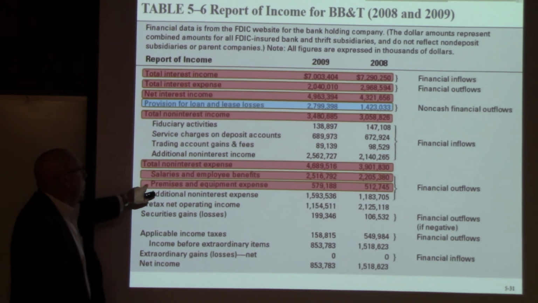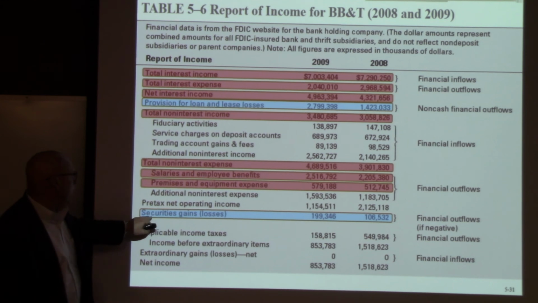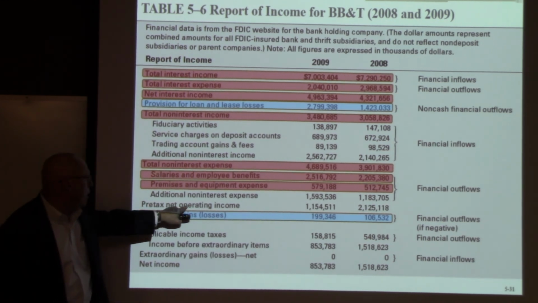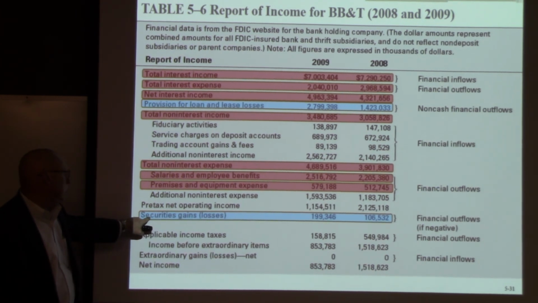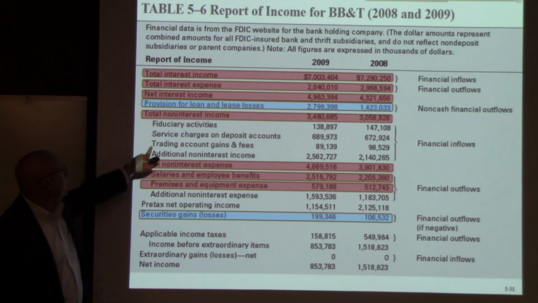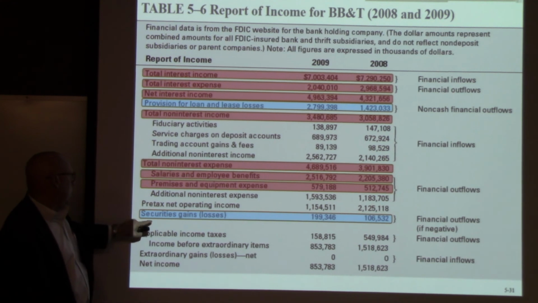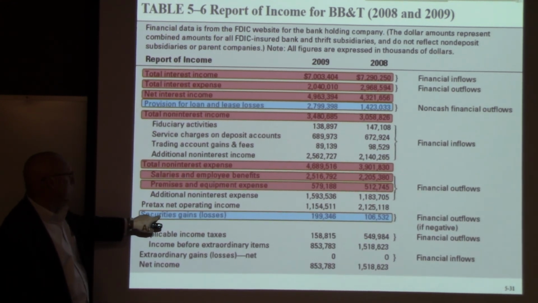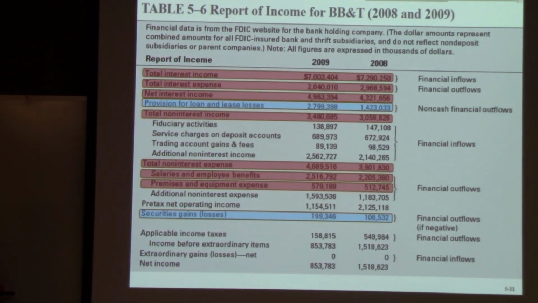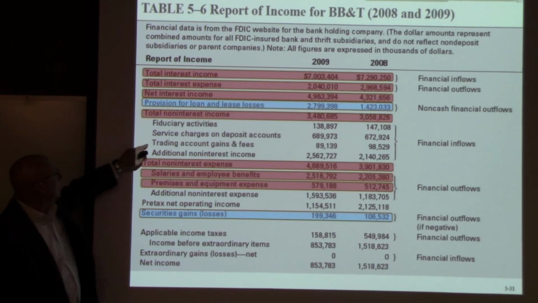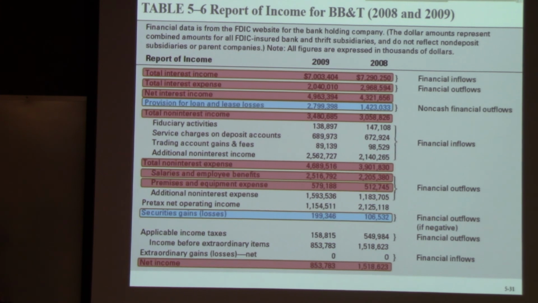Then we have our space costs here. And way down here, after pre-tax net operating income, we have securities gains and losses on the bank securities. So note that trading account gains and fees are up here in non-interest income, and securities gains and losses on longer term securities are not a part of operating income. So it's important to note these two items and how they're separated. All right, there's your net income.